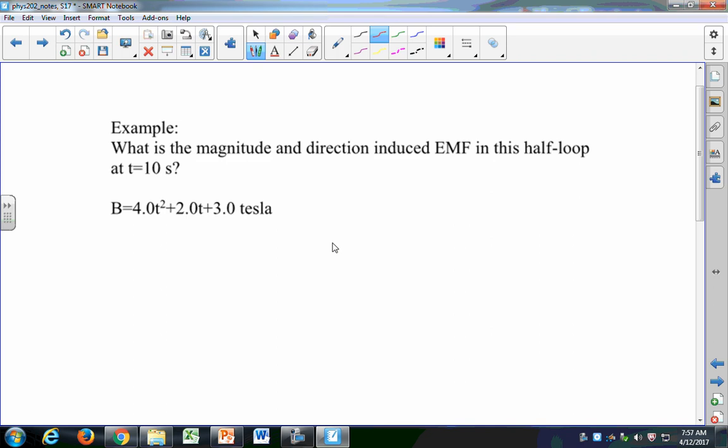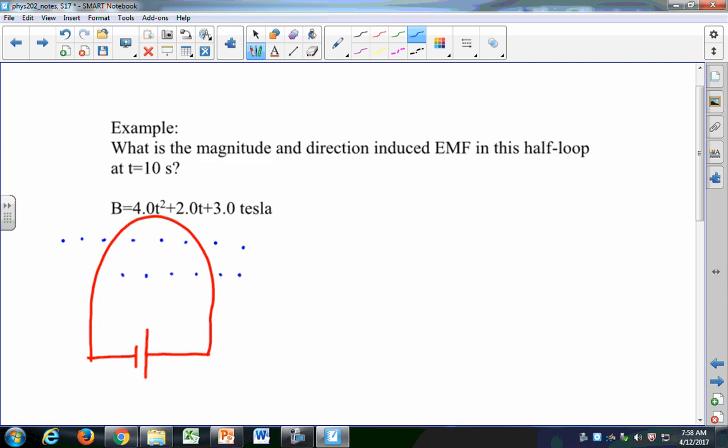I have a half loop. The half loop looks like this. You don't have it drawn, but I'm going to draw it for you. I have a battery attached to a loop of wire like this, and then there's a magnetic field which is out of the page, but that magnetic field changes with time. Remember, there are a couple different ways that we can induce currents.